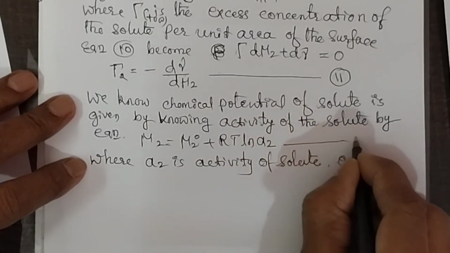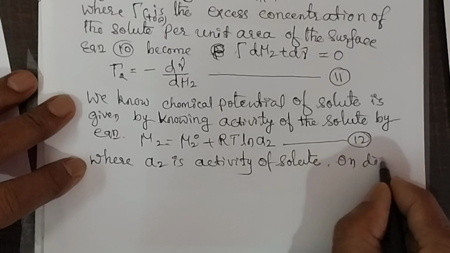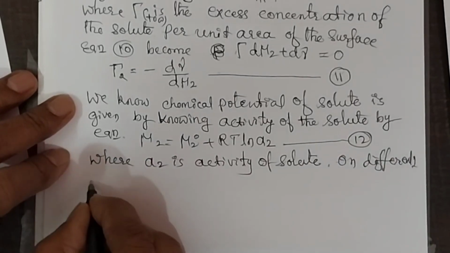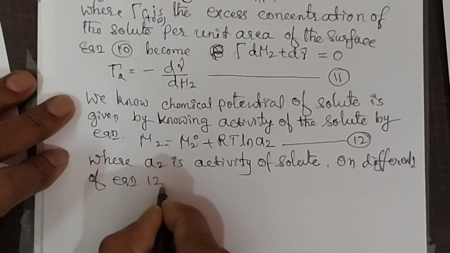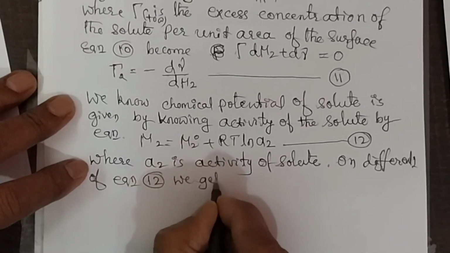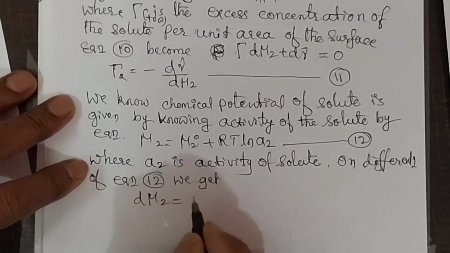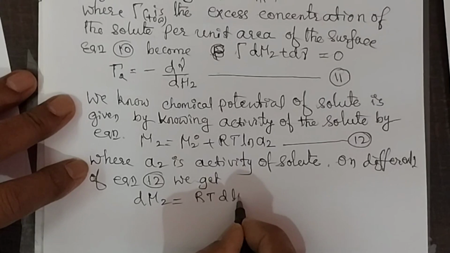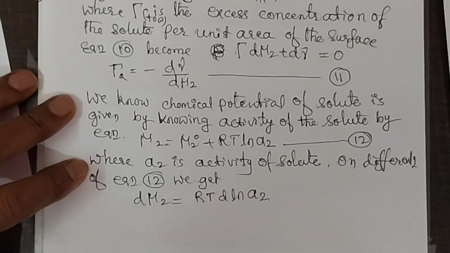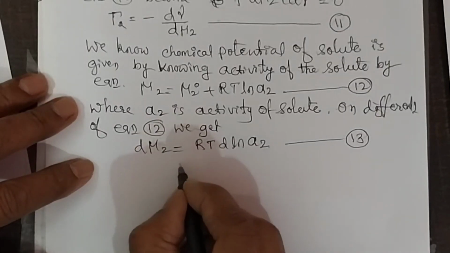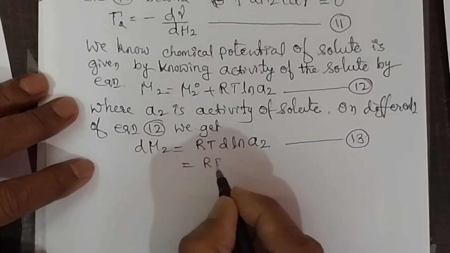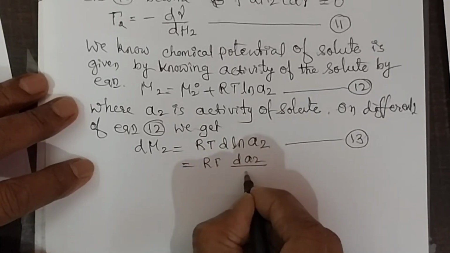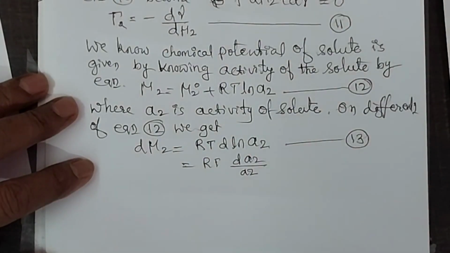On differentiation of equation 12, we get d mu2 equal to 0 for mu2 naught, since it is constant, and then we get RT d ln A2, which is equal to RT dA2 divided by A2.